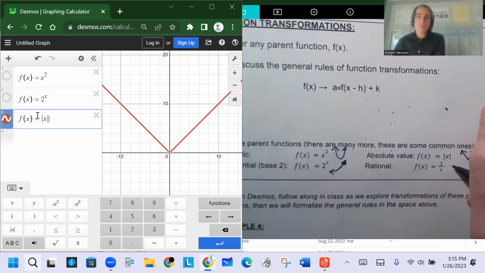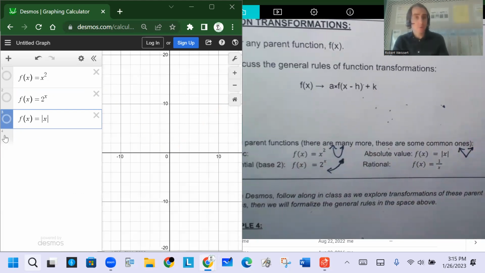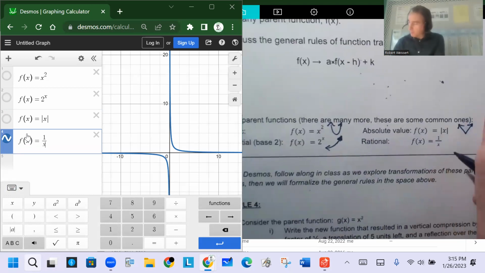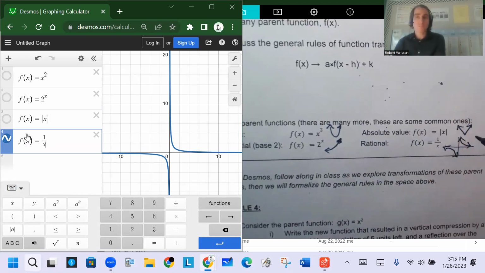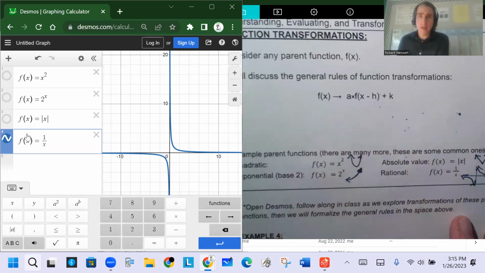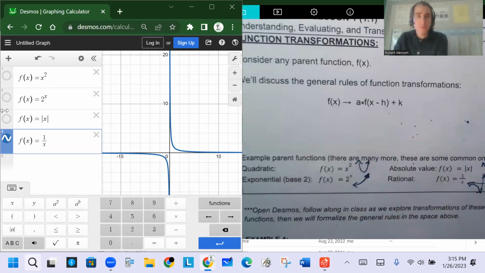And then finally, a rational function, which we'll learn in Unit 4, is going to look like this. f of x equals 1 divided by x. And those have a weird symmetry thing going on where you have this curved part here and there, and they don't seem to connect to each other. But that's what a rational function looks like. So those are some generic ones that we look at. But let's talk about the rules. And for the rules, I'm just going to stick with the quadratic to make it easier.